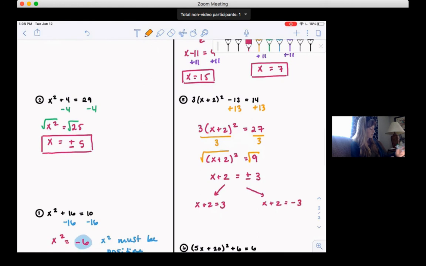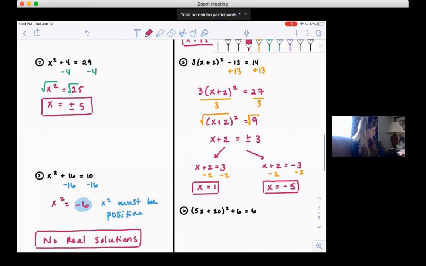Then we can solve each case. So I can subtract 2 from both sides. And I can do that over here too. From the first case, we get x equal to 3 minus 2, which is 1. And from the second case, we get x equal to negative 3 minus 2, which is negative 5. So 1 or negative 5 are both solutions to this equation. All right, that's the most complicated one we've done so far, but again, the process is isolate whatever is squared, square root both sides, remember plus or minus, and then split into cases if needed.